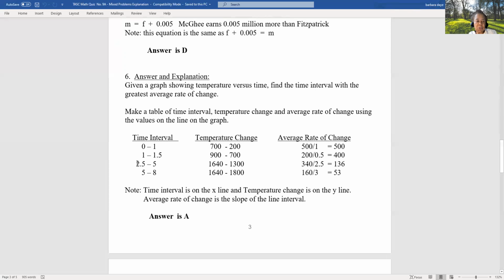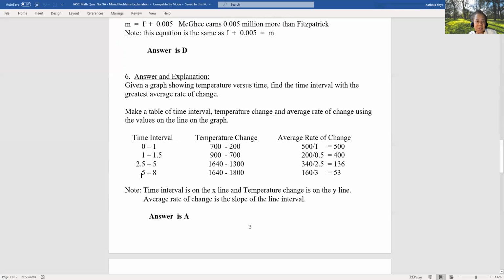Next interval, 2.5 to 5, temperature change 1640 to 300. The difference between 1640 and 300 is 340. The difference between the time interval 5 and 2.5 is 2.5. When we divide that, we get 136.